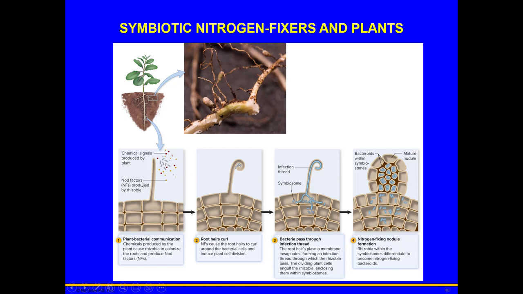and the root hairs start curling around and basically sequestering the bacteria. The bacteria will then send out an infection thread that begins to form the symbiosome, so they get into the root cells and begin to occupy them. Now, what's going to happen is the formation of the nodule. And that nodule forms because you have a lot more of the nitrogen-fixing bacteria here.